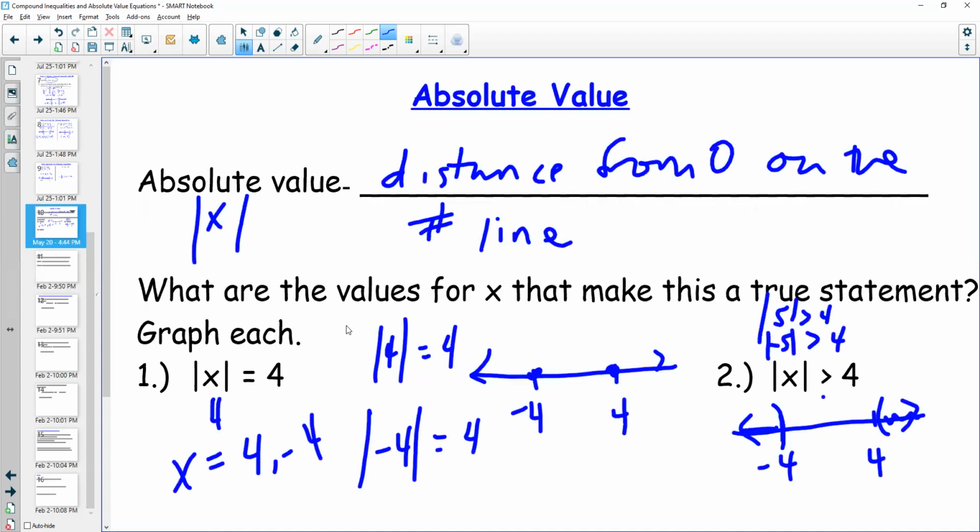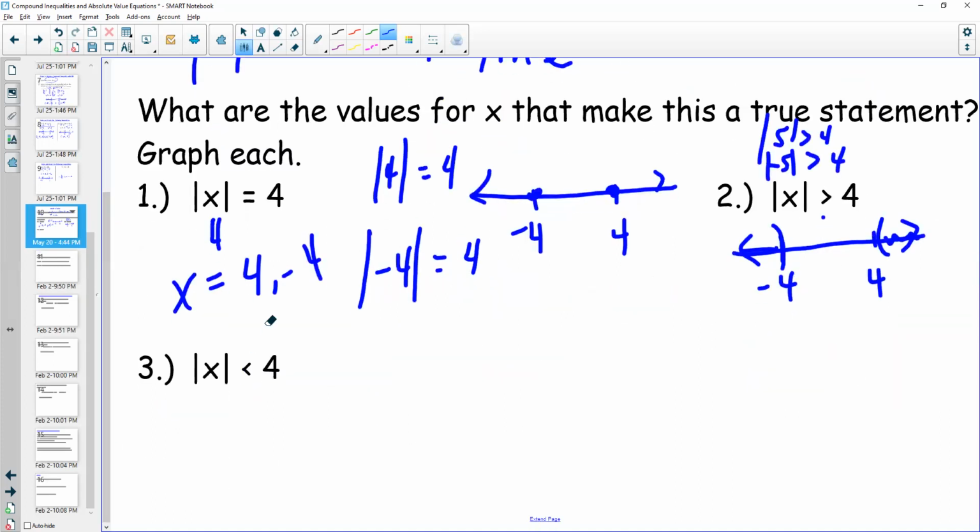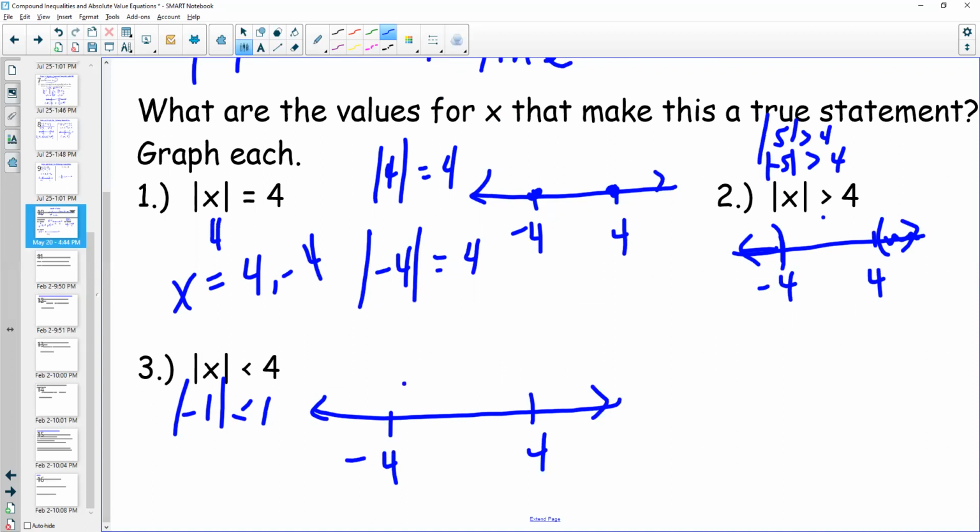Yep, I did. The last part here, the last case, is when the absolute value of x is less than 4. So think about numbers that would fit in there, like 0 would fit in there, or 1, or even negative 1. The absolute value of negative 1 would still be less than 4. So if we draw that graph, we'd still have the same numbers. We'd have a negative 4 and a 4, and they would be pointed towards the center. The things that make it true are in the middle, in between.